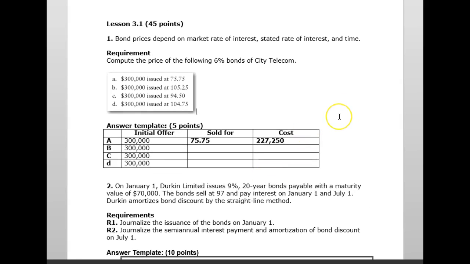Number 1 is we write bonds, and when we write them up, they have a maturity value, $300,000, and they have a stated rate of interest and a period of time. Well, the market rate, or the rate of interest for the original bond is not going to change, and neither is the maturity value, or what it's written at. But what does change is the interest rate that it can be sold for on the market.